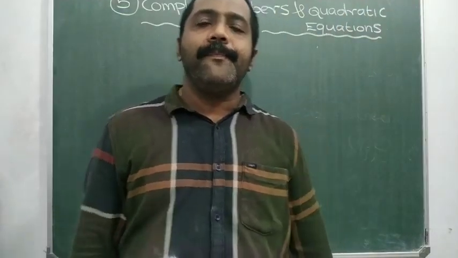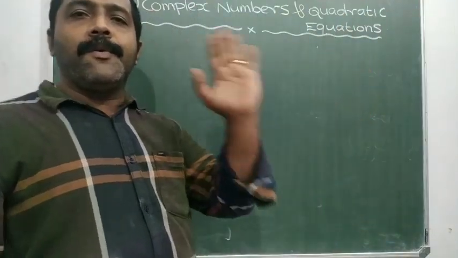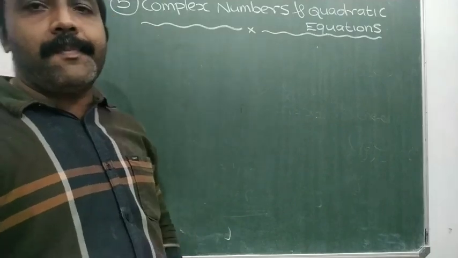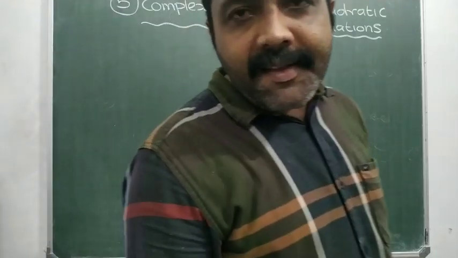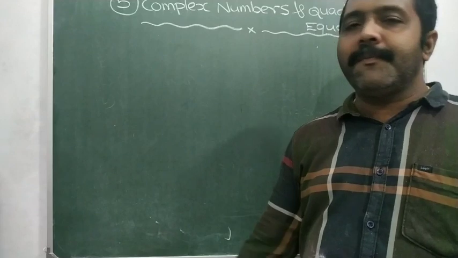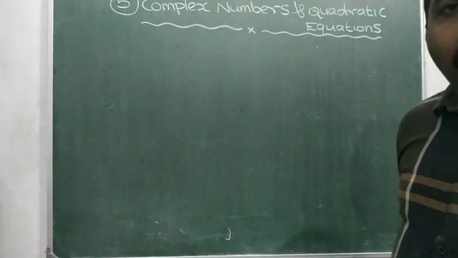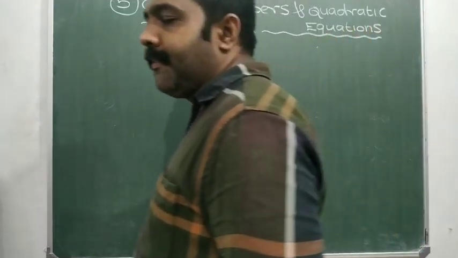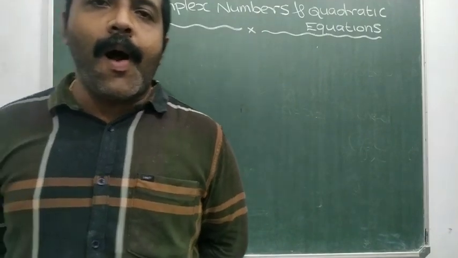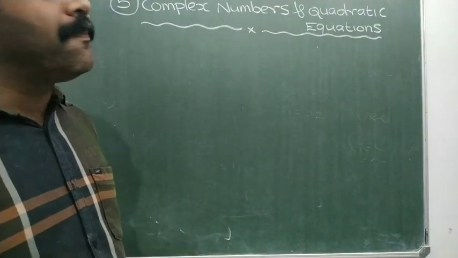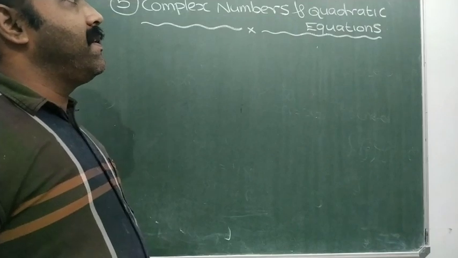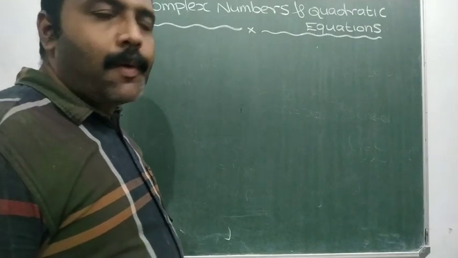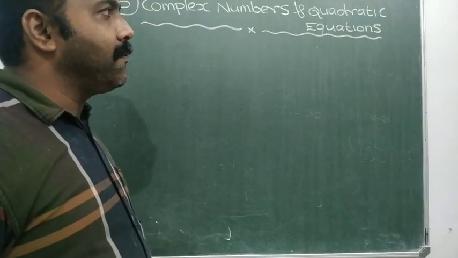Students, we are going to move to the next chapter, that is chapter number 5. Read it. Complex numbers and quadratic equations.